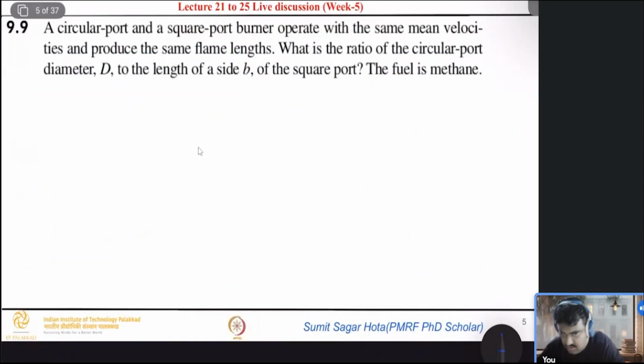Now let's move on to our next question. A circular port and a square port burner operate with the same mean velocity and produce the same flame length. What is the ratio of the circular port diameter capital D to the length of a side B of the square port? The fuel is methane.